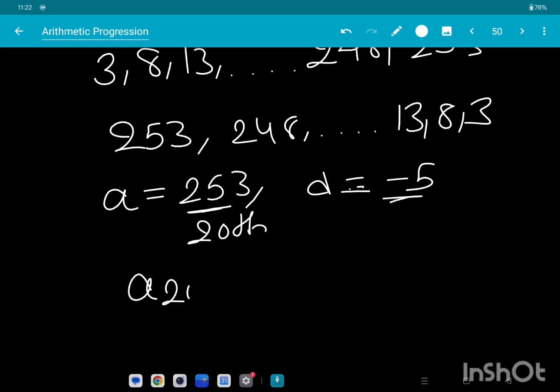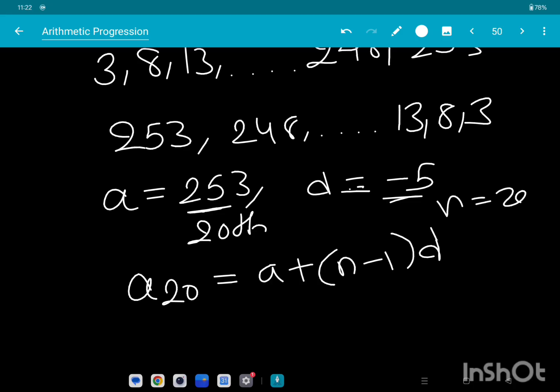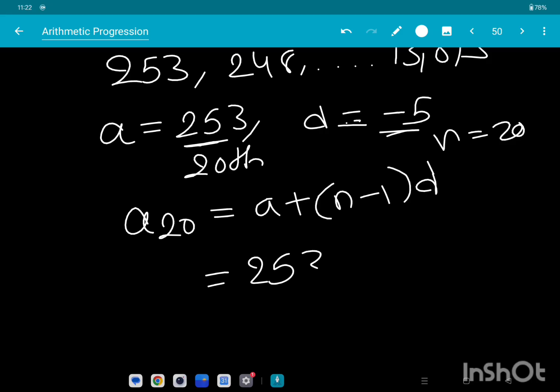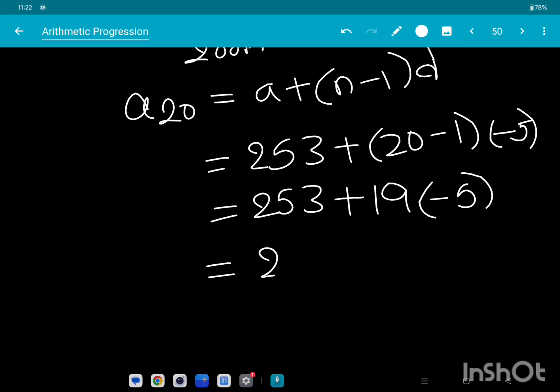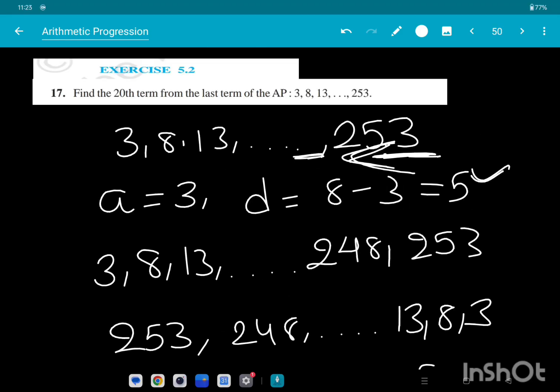Now I need to find the A20 value. So A plus n minus 1 into D. What is the n value? 20. So A is 253 plus 20 minus 1 into minus 5. That is 253 plus 19 into minus 5, which is 253 minus 95, since 19 5s are 95. So 253 minus 95 gives 158. This is the way we find a term if they ask from the back side: we reverse the AP, then find the term that was asked.